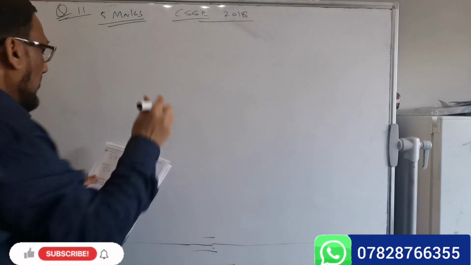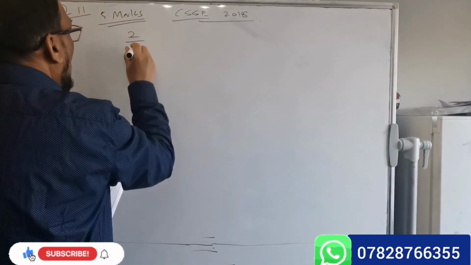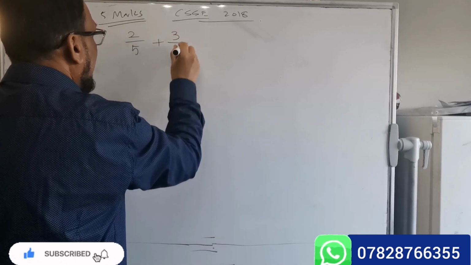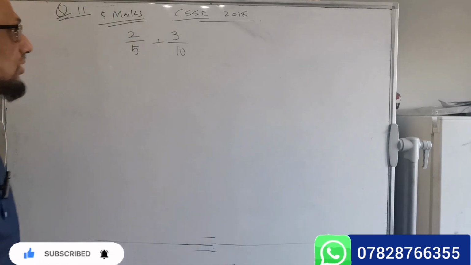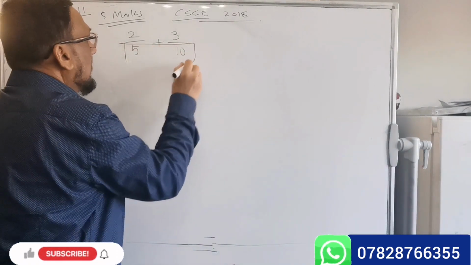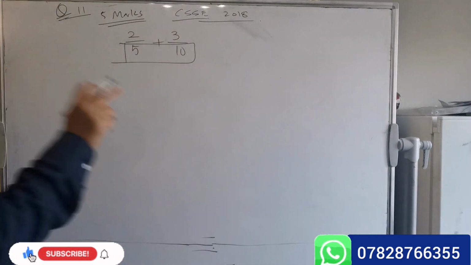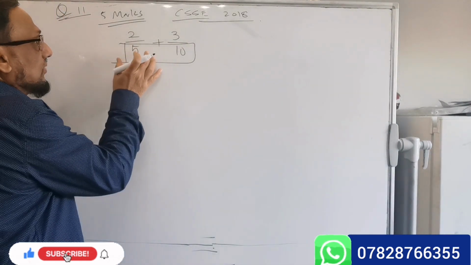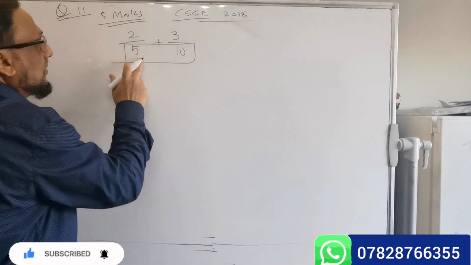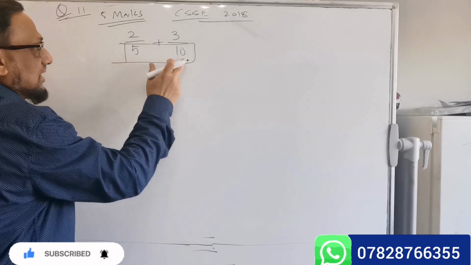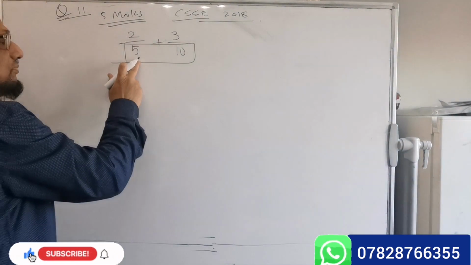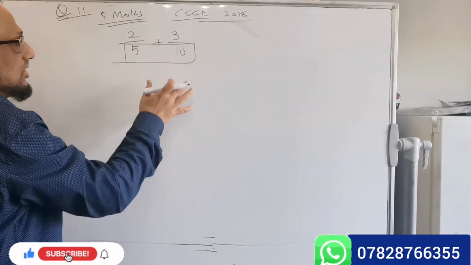Question 1 says 2 over 5 plus 3 over 10. How do we solve the fraction? We already learned about this one. 5 and 10 are common multiples. Go back and check my video on how to solve fractions based on common multiples. You simply work on the first or second fraction. This is 10 and this is 5, so you can make it 10 because the rule says you make the same denominator.